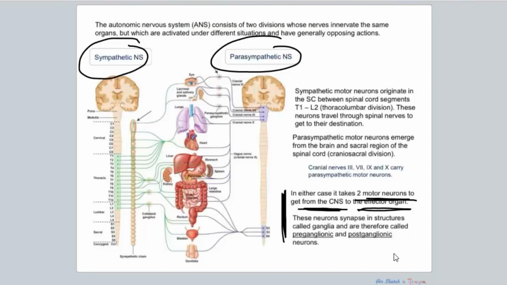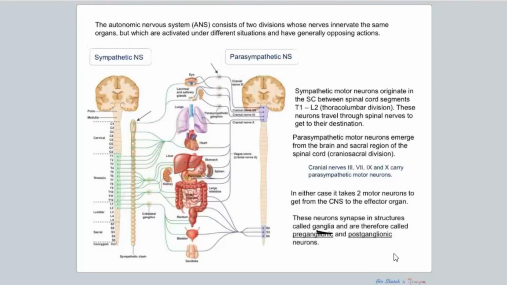So let's look at the sympathetic system. Here's one neuron right there. It synapses with another neuron that goes to the effector organ. Okay, so there's two neurons to get from, in the sympathetic case, the spinal cord to the effector organ. Now these neurons are going to synapse in structures called ganglia. And this is the sympathetic chain ganglia right there, where most of these neurons are going to synapse. So the neurons before the ganglia are called the preganglionic neurons. These are preganglionic neurons. There's the ganglia. They synapse, and these are the postganglionic neurons right there that take it to the effector organs.